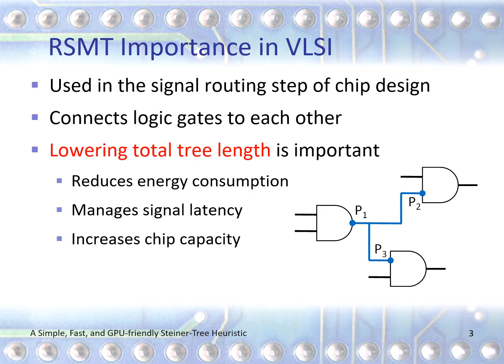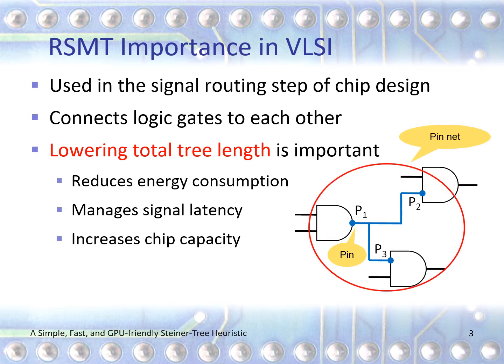Very large-scale integration, or VLSI, is a huge domain with many complex steps. Rectilinear Steiner minimum trees are used in the global routing substep of the signal routing step. In this step, you are connecting the output of each logic gate to the input of the logic gates that require it within the chip. Each chip has many of these gates to connect. The output of one gate that needs to be connected to the input of the other gates is called a pin net, shown here. Collections of these nets are called net lists, and these net lists are the input that are fed to our heuristic.